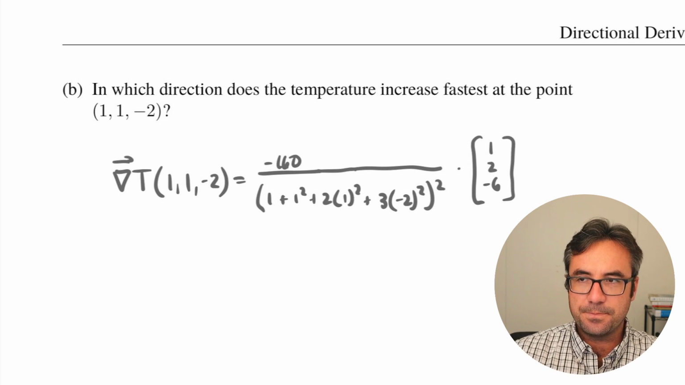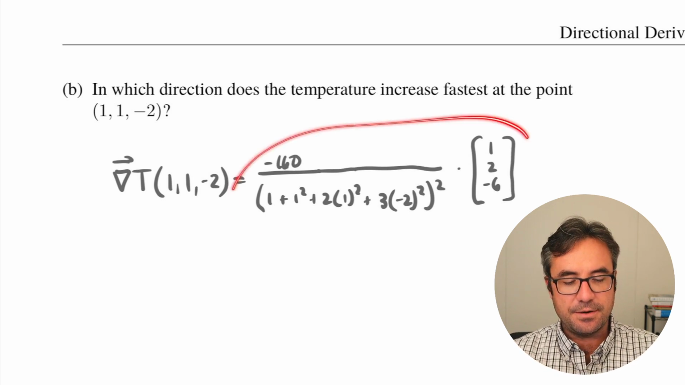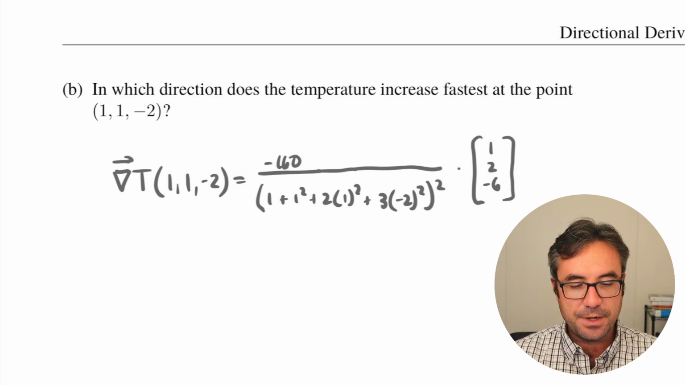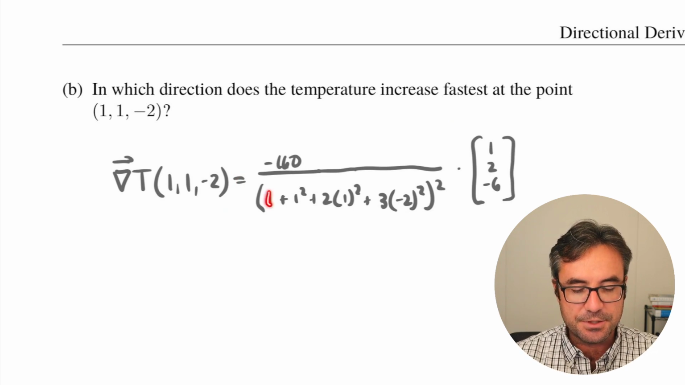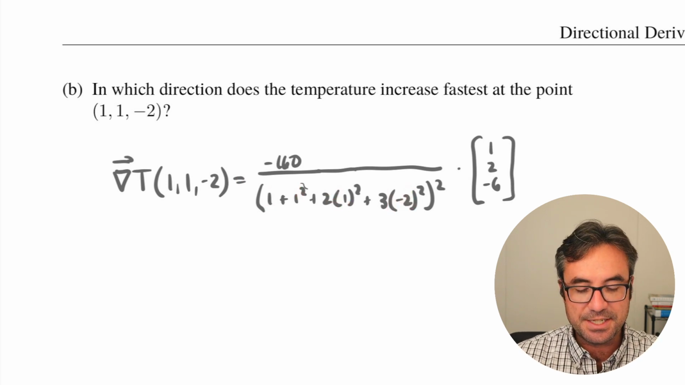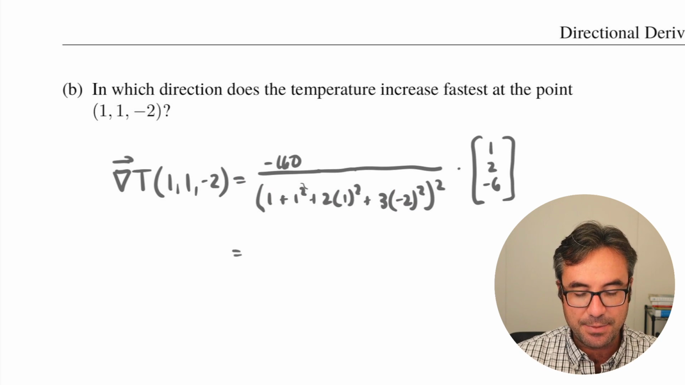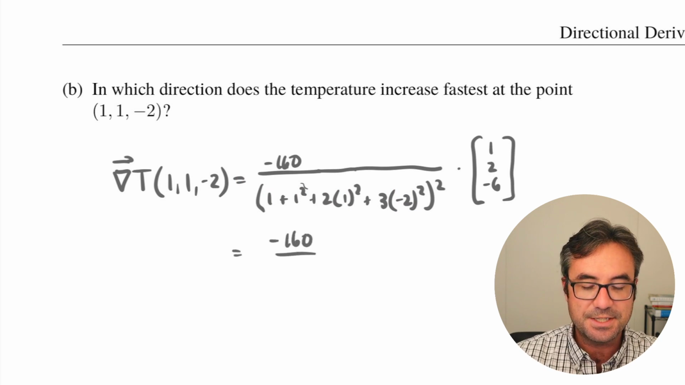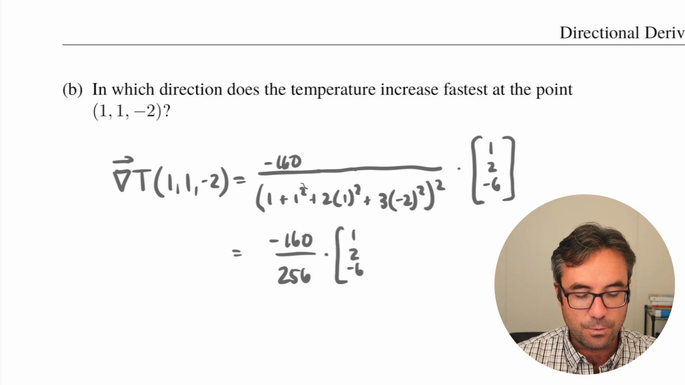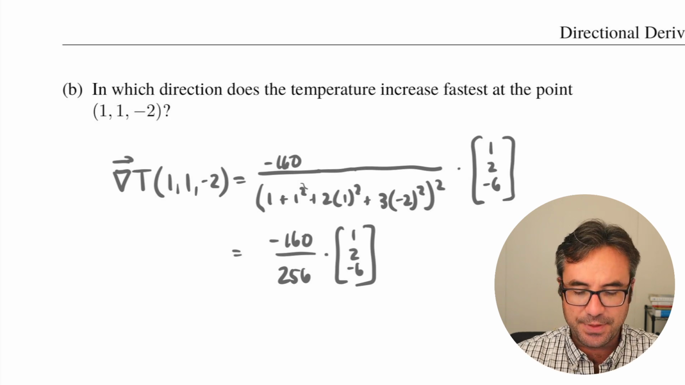All right, so this is our gradient. Let's see what this simplifies to. If we work with the denominator, this is going to be 1 plus 2 plus 12. That ends up being 16 down in the denominator there. So we end up with 16 squared, which is 256. And then we're multiplying that with our vector 1, 2, negative 6. All right, so that's our gradient.